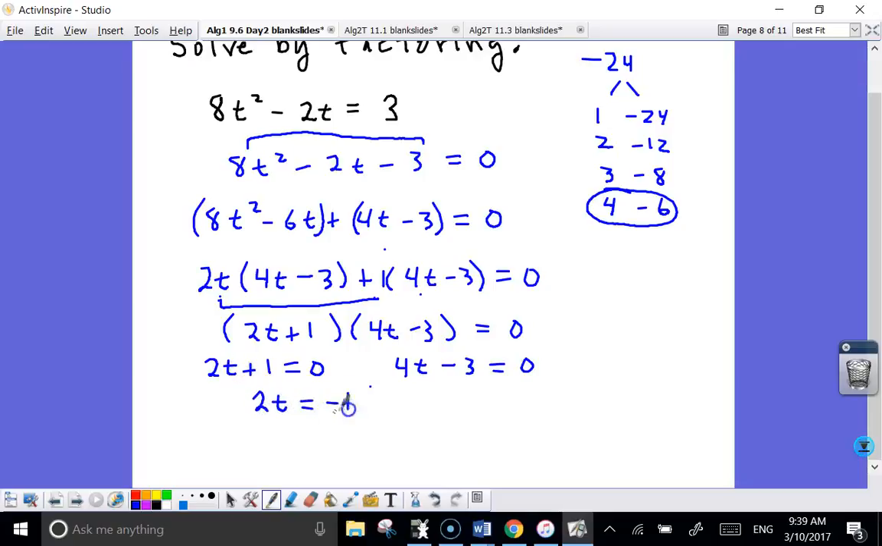2t equals negative 1, so t equals negative 1/2. Right, 4t equals 3, so t equals 3/4. Two answers. Okay, so that's it. Divide both sides by 2. And you see where I get 2t equals negative 1? Right, subtract 1 to the other side, then divide by 2.